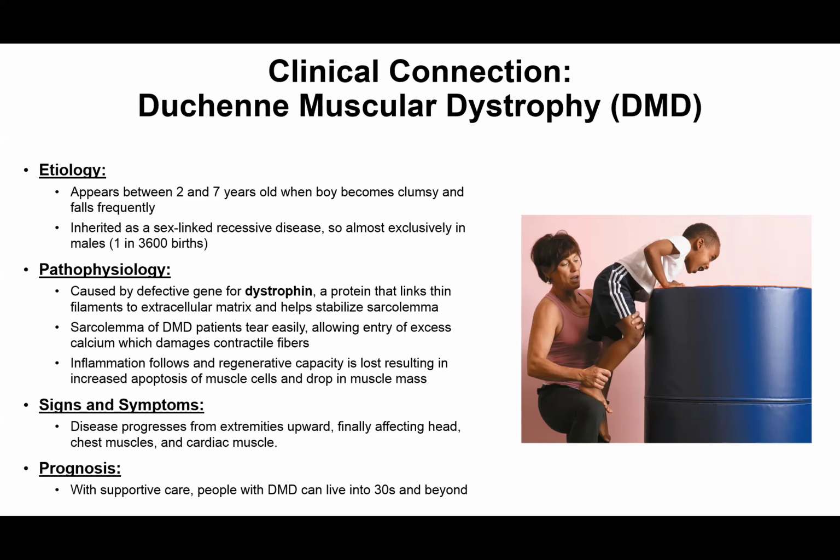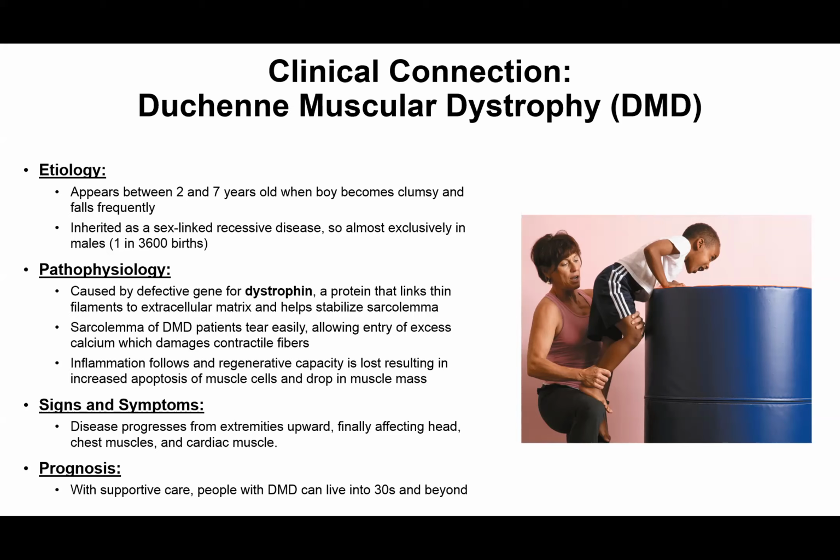In addition to the clumsiness and falling, some signs and symptoms would include weakness proceeding from the extremities and upward. It's going to start in the legs and then move upwards along the body, and it can also start in the arms and move from the appendicular part of the skeleton towards the axial part of the skeleton until eventually it reaches the head, the chest muscles, and the cardiac muscles. And once those muscles become affected, obviously survival is not possible anymore.